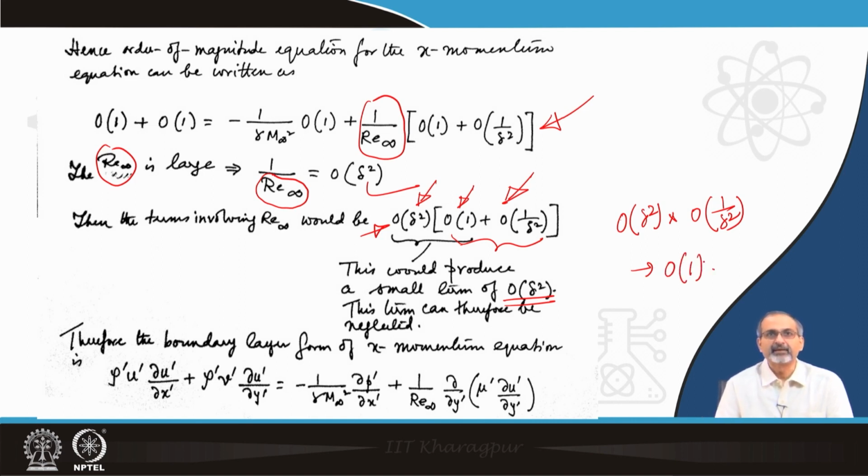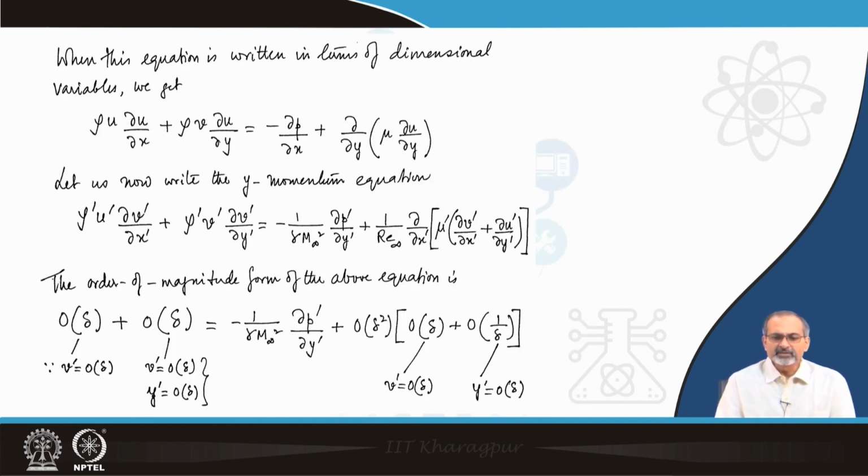Therefore, that is retained, because all the remaining terms that you have are basically being retained, and all of them happen to be order 1. So, finally, the boundary layer form of the x momentum equation in non-dimensional form comes up like this, where you now know that one of the viscous terms has been dropped. When this equation is written in terms of dimensional variables, you see that it is showing up like this.